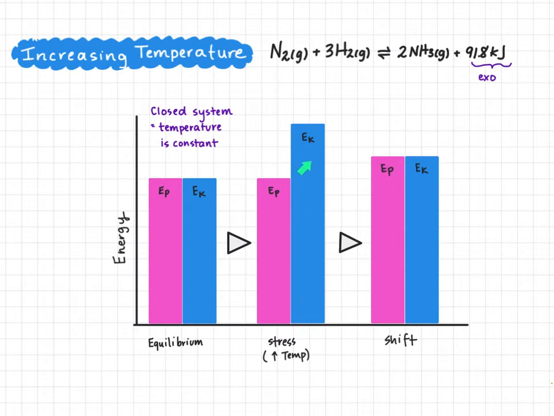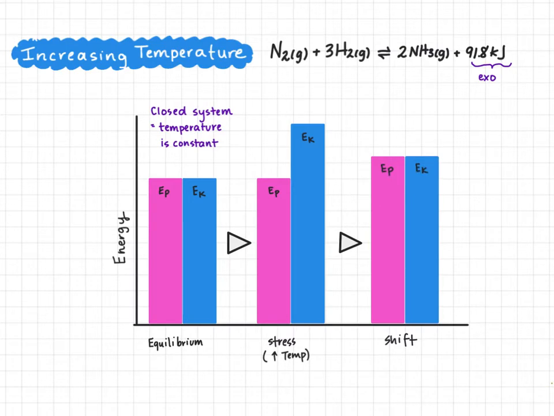As kinetic energy is added intentionally to the system, all of a sudden, our potential energy and our kinetic energy are no longer equal. And so the reaction is going to shift to convert some of this added kinetic energy back into potential energy. After the shift has occurred, we again have equal energy, but we have more potential energy and less kinetic energy.